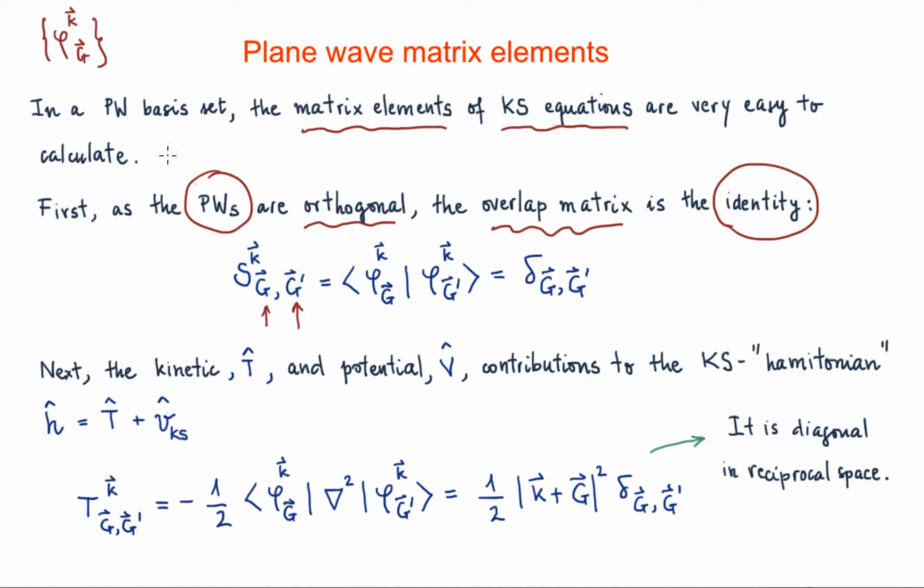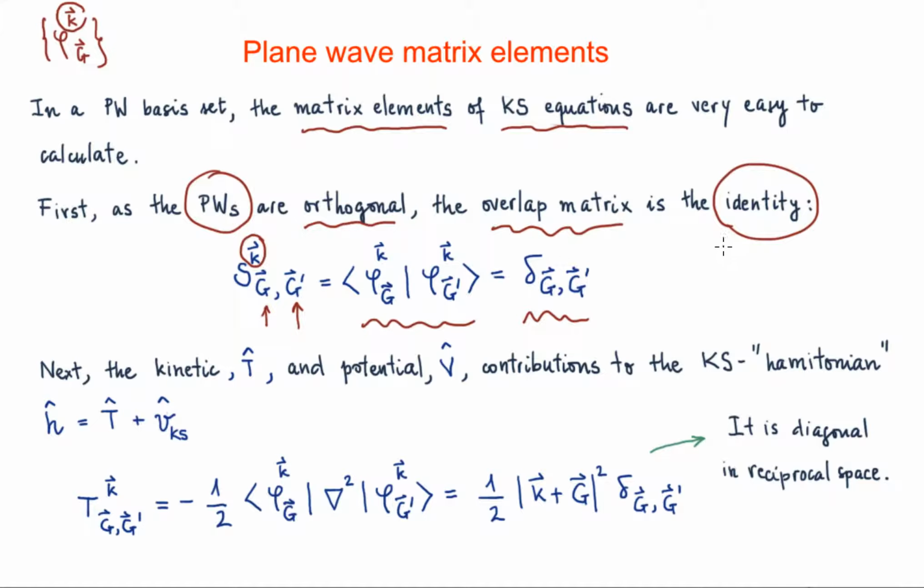And as we have a basis set for each K vector, we are going to have, in the same way, one matrix for each K vector. As we have said before, the definition of this overlap matrix is given by the inner product of these two elements in this plane wave basis set, and that's the identity. So that's a very interesting simplification in order to have the Kohn-Sham equations in the matricial form. The overlap matrix is the identity.